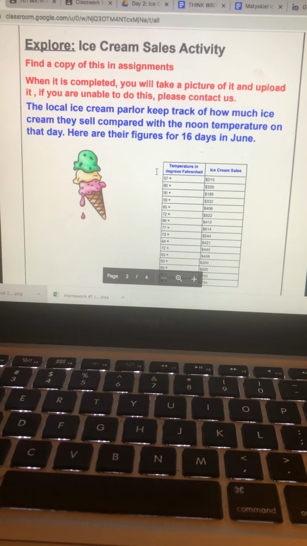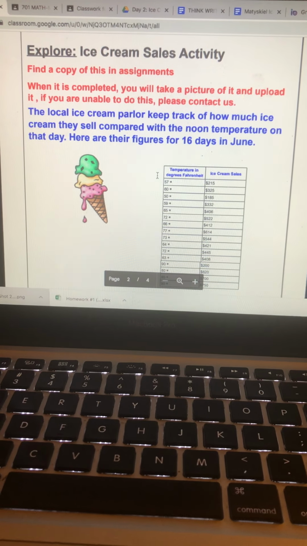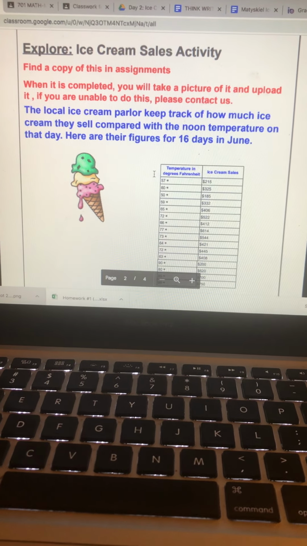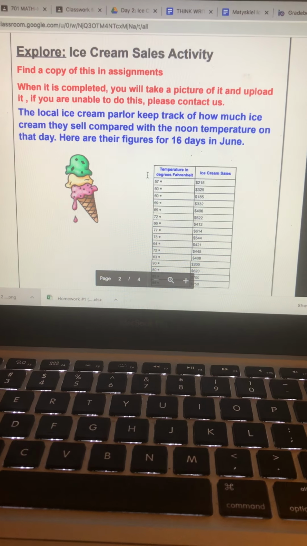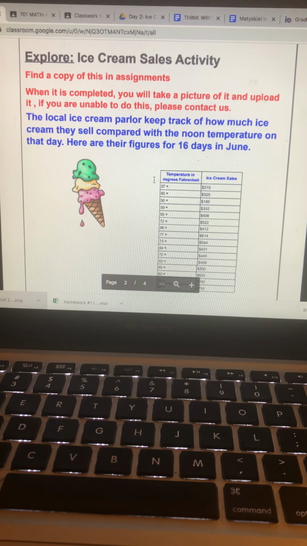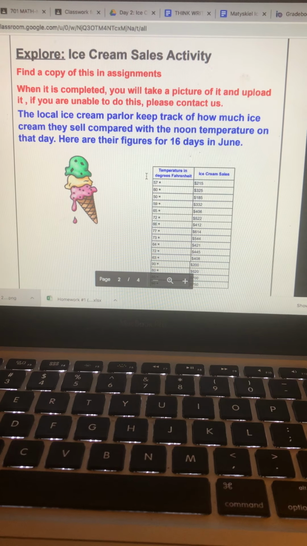When it's completed, you're going to take a picture of it and upload it. If you're unable to do this, please contact us. We had a little bit of issues with that today. We definitely will work with you to figure out a way to get that picture of your graph.